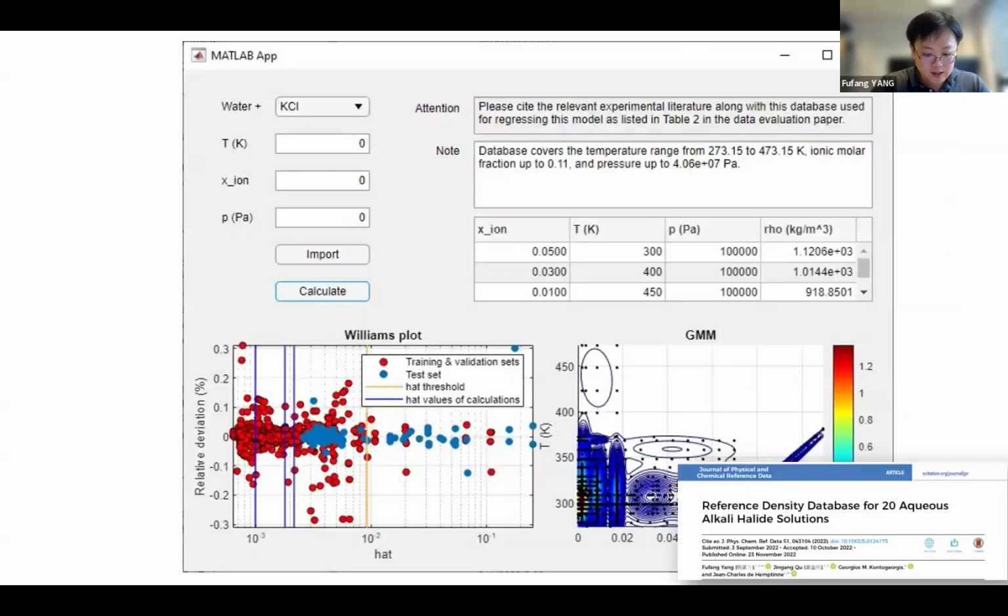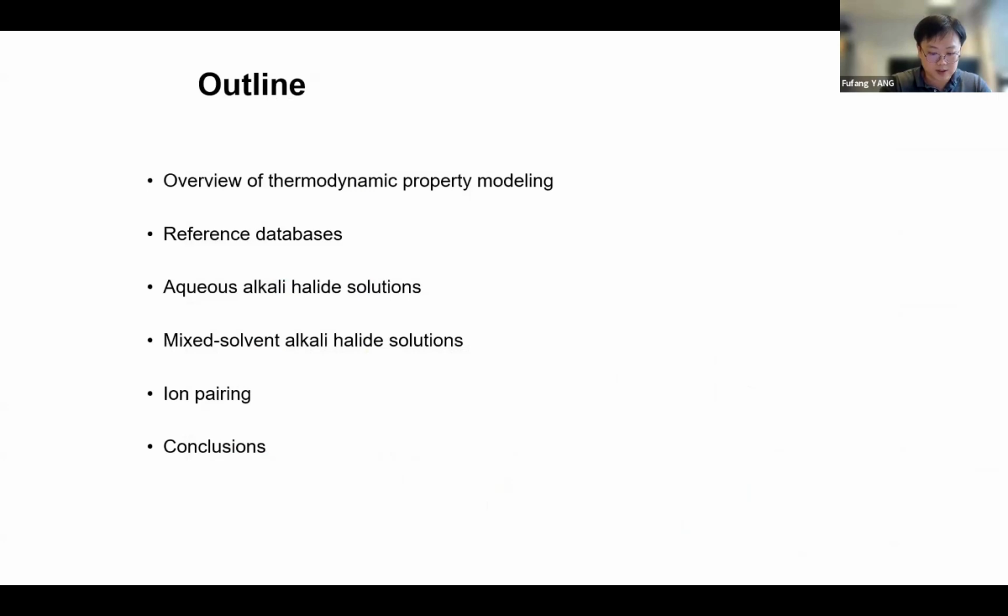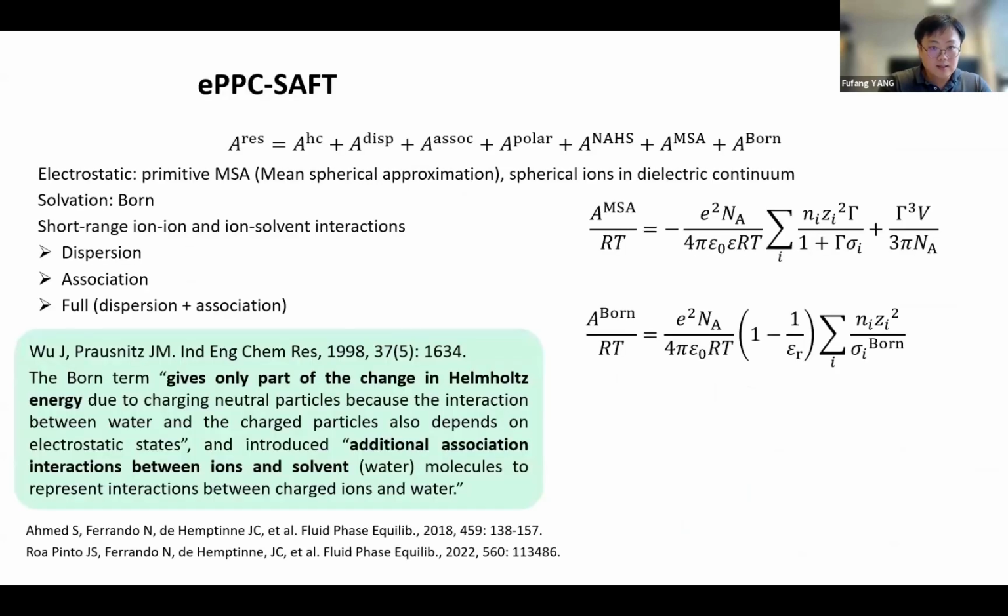Then we have the density database that is needed in the equation of state modeling. And we also developed a MATLAB app in the supplementary material of that paper that people can use to do some quick calculation just for density, accurate density. And then we used this database to develop the electrolyte polar PC-SAFT.